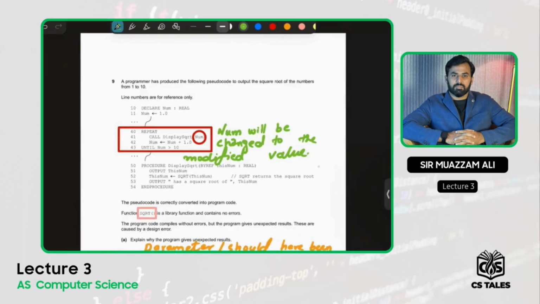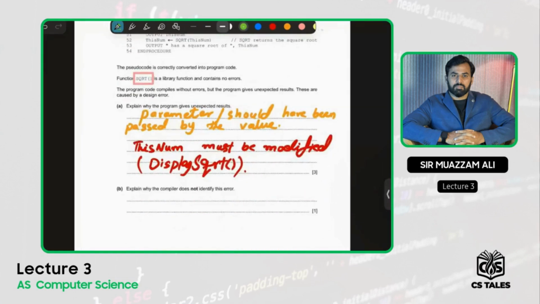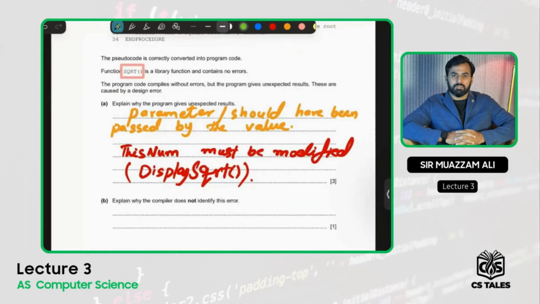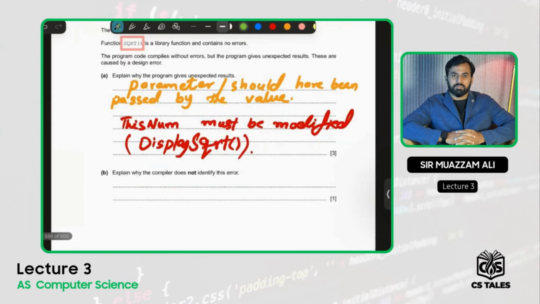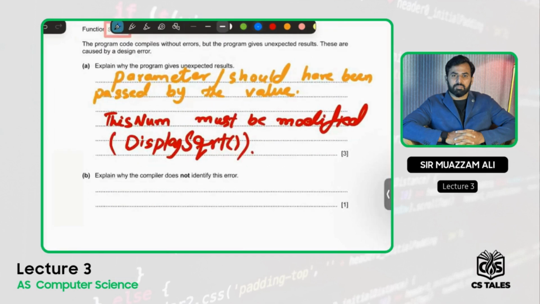Next it asks to explain why the compiler does not identify this error. Because the language rules are not being broken, or we can say there is no syntax error, so that's why this kind of error does not get caught by the compiler, okay? You can say there is no syntax error.